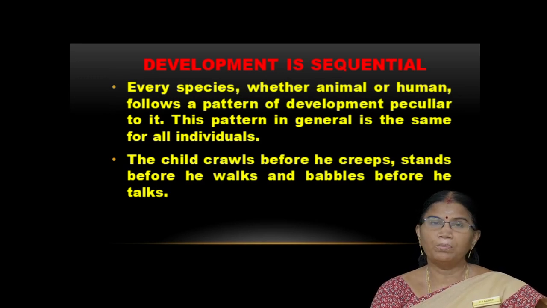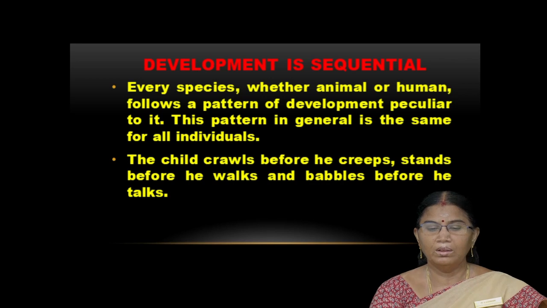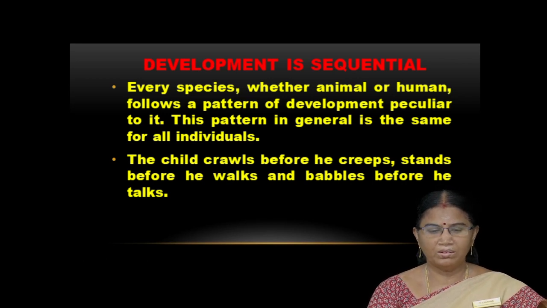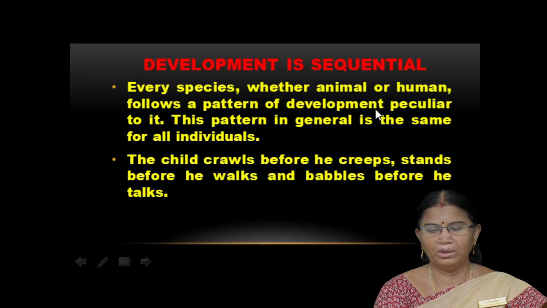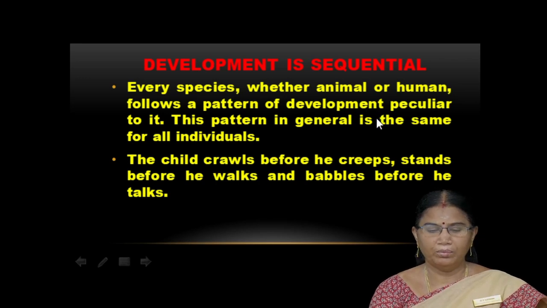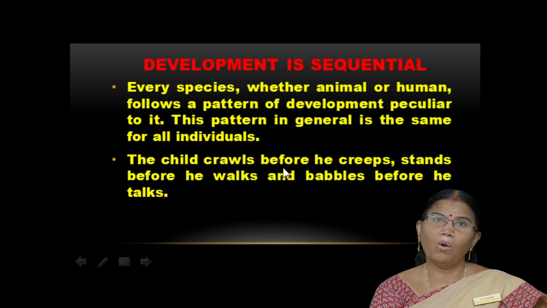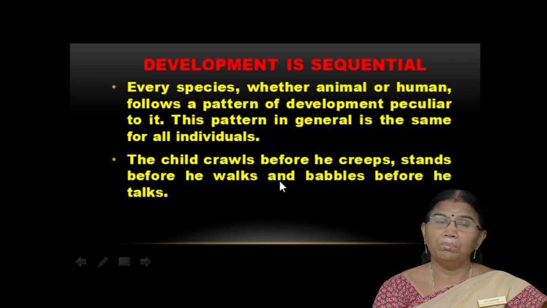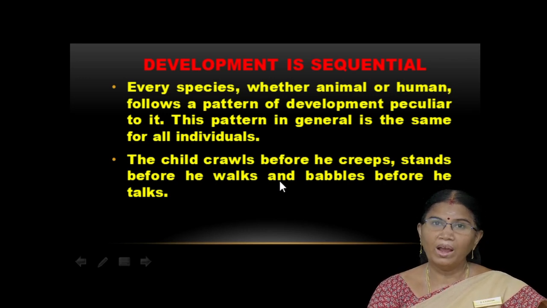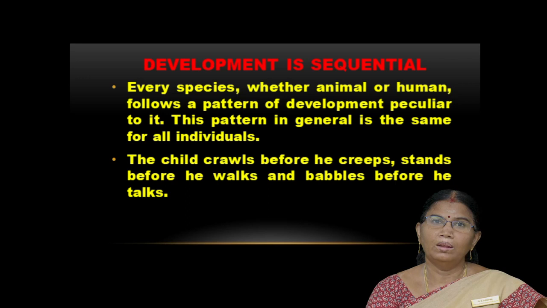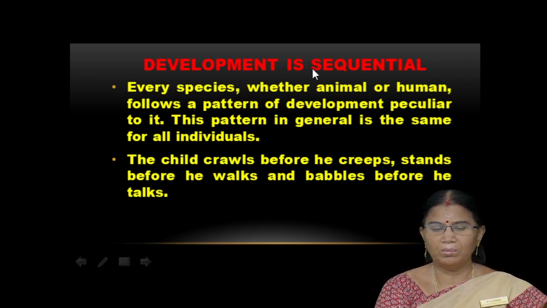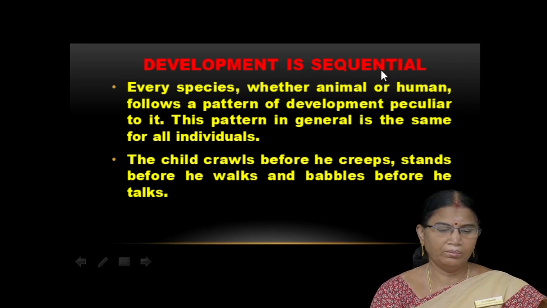Then another aspect of growth and development is that it's sequential. What do you mean by sequential? That means not only human beings, all species follow a pattern of development. The child crawls before it creeps. The child stands before it walks. And the child has to babble, then only talk. So it follows some sequential order, right?